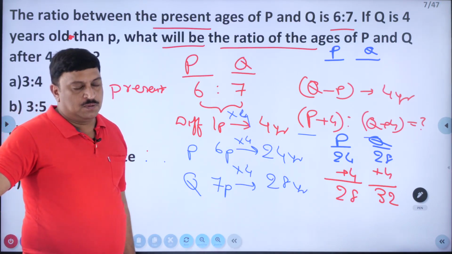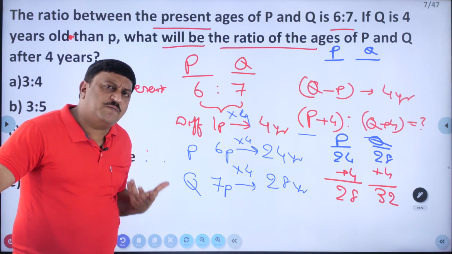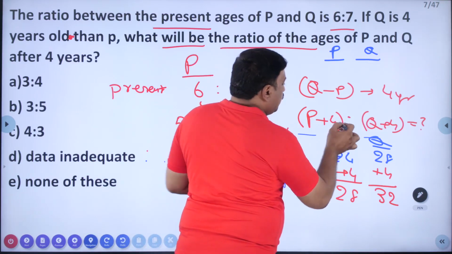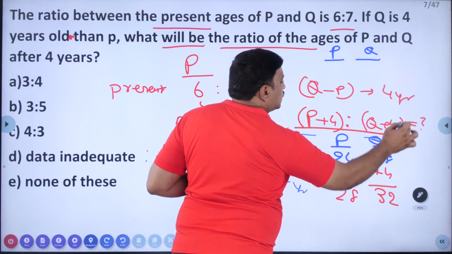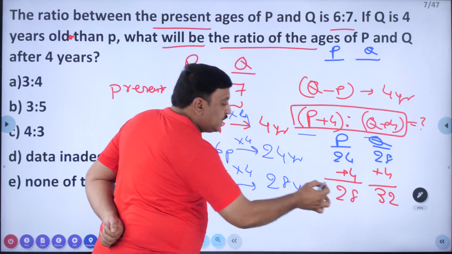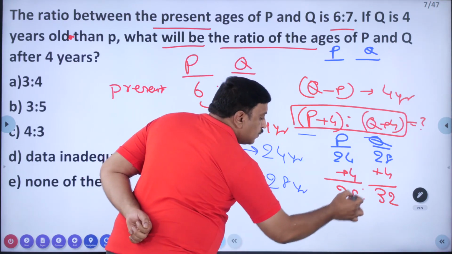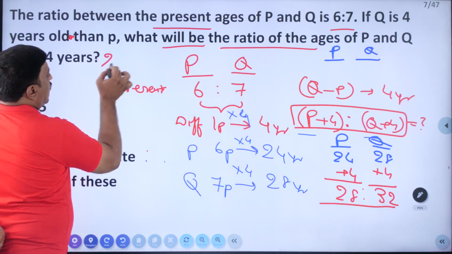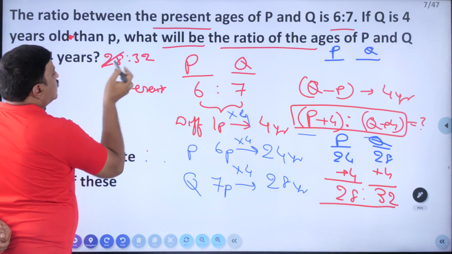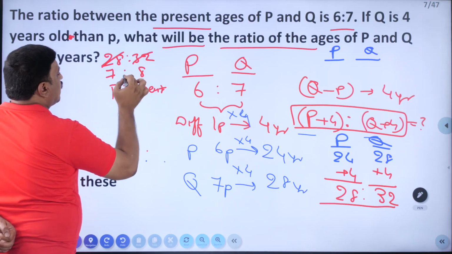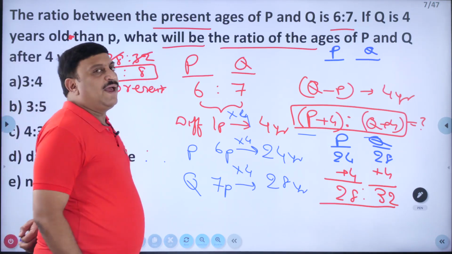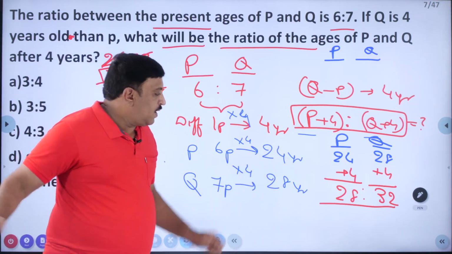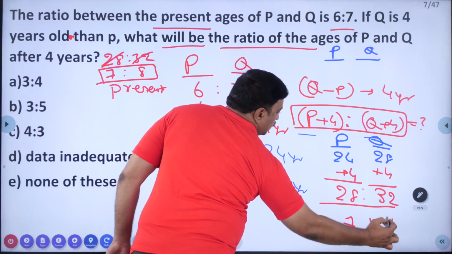28 and 32. But do we need the ages of P and Q after 4 years? No, we need the ratio. P plus 4 is to Q plus 4. That is the ratio we need. Okay, find the ratio of 28 is to 32. It cancels by how much? 28 is to 32 means definitely it goes with 4 sevens and 4 eights. So your answer is what? 7 is to 8. Understood? So I write here itself, 7 is to 8.